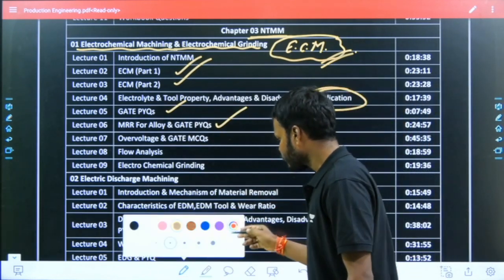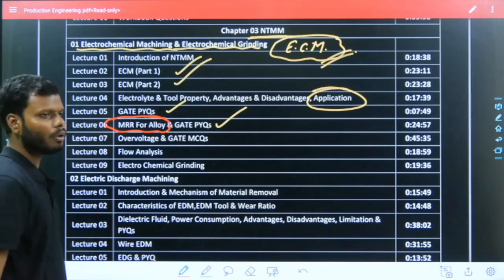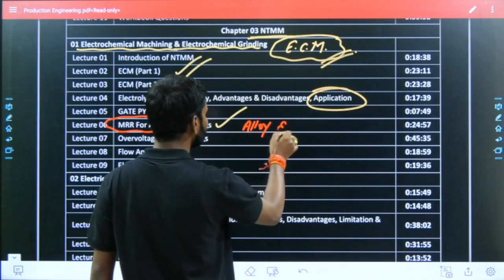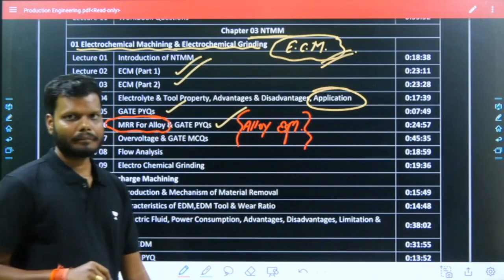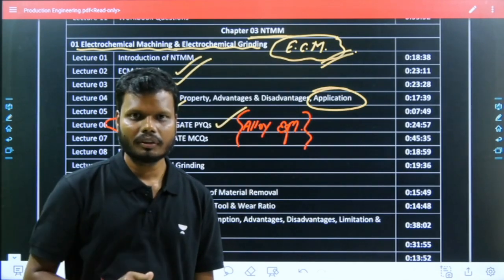So see carefully, alloy equation is also important in GATE examination. In ECM, alloy equation is very, very important. Gram equivalent, how to calculate gram equivalent in different types of alloys.